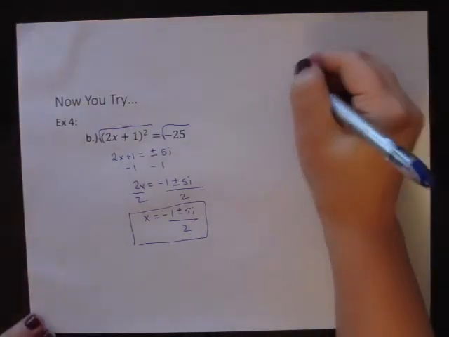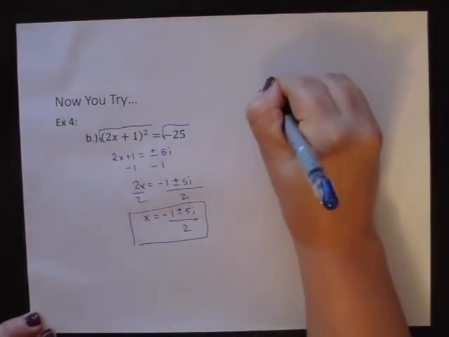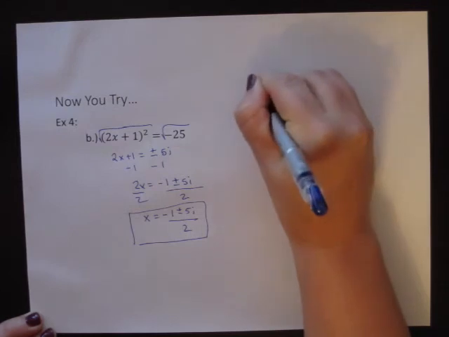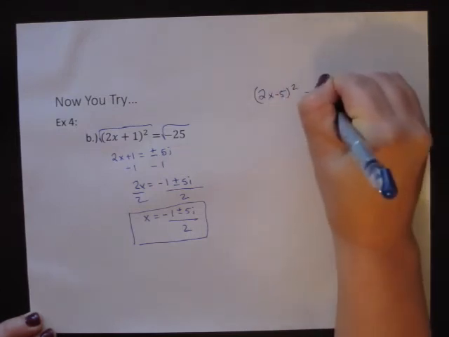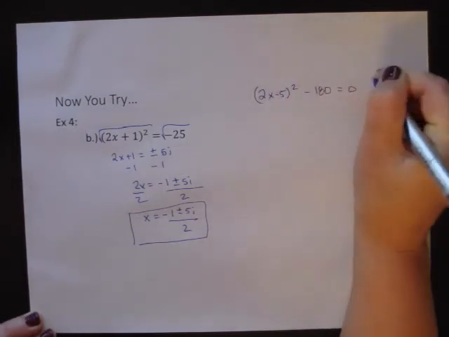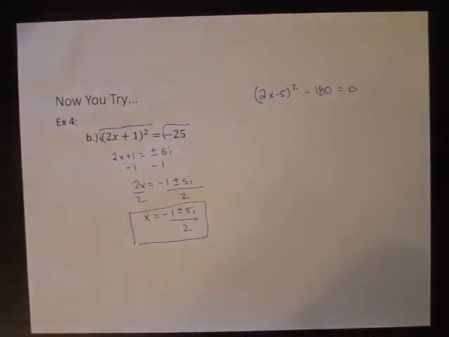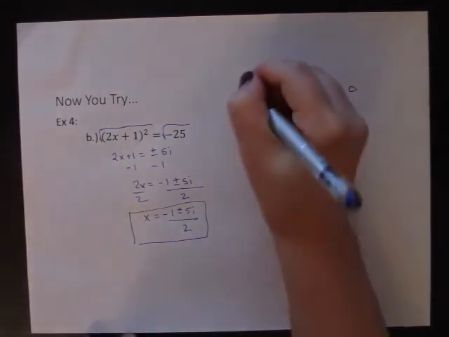Alright, and the last one I have for you is (2x - 5)² - 180 = 0. So it's not technically in that form, but there's one step that you can do to make it get into that form. Alright, so pause it and do this one for me.